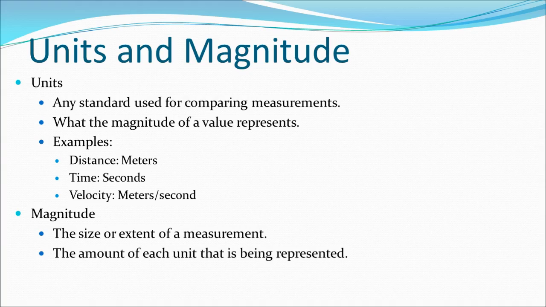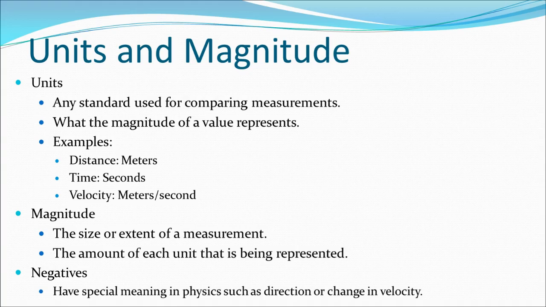So again, go back to 3 cups of sugar. Cups of sugar is our unit. How many? 3. That's our magnitude. Negatives can be attached to our magnitude. In math class, negative values mean a very specific place on a number line. In physics, negatives have special meaning, such as direction or a change in velocity.